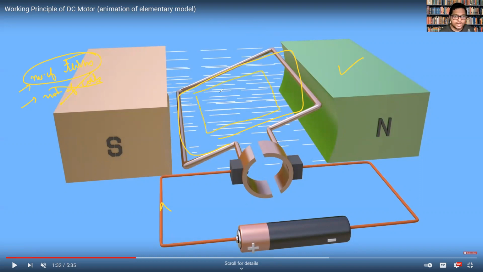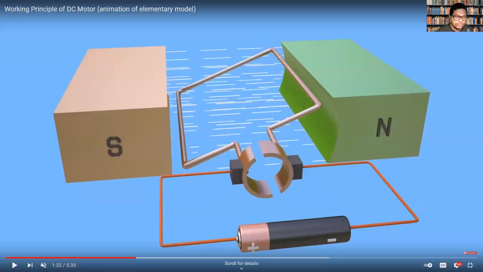Also, there is a soft iron core inside, so it will pull all the magnetic field of this magnet and allow the coil to rotate in that magnetic field. Okay, so this was the DC motor working, right?